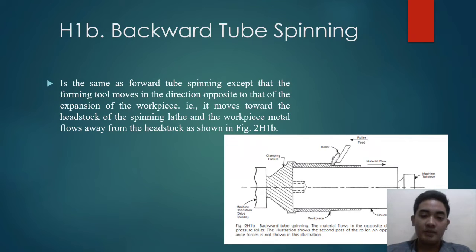This is an example, the same as the example in forward bending. This is a process of backward tube spinning. Okay, next.